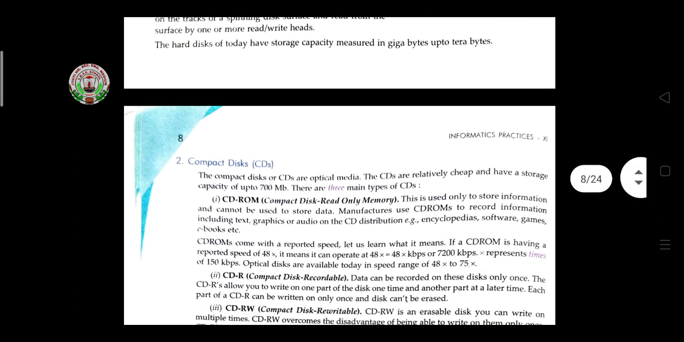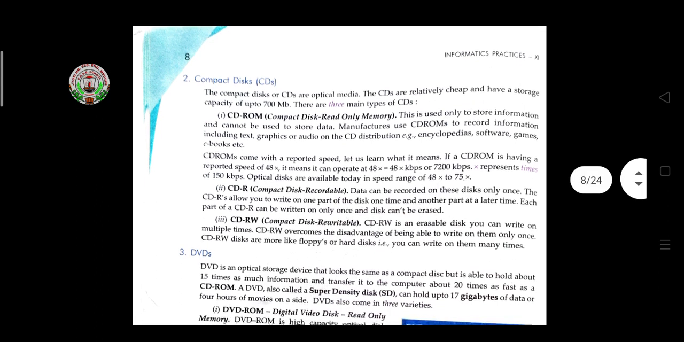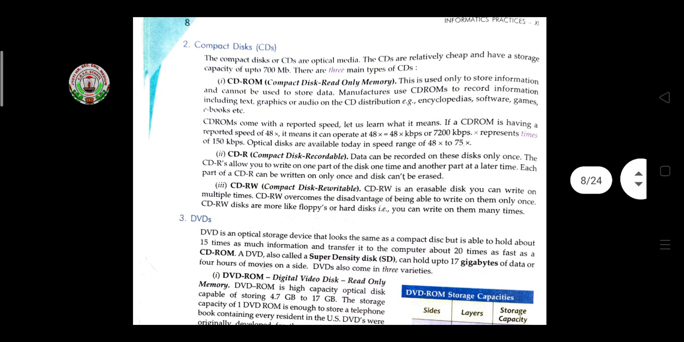The second one is the compact disk, for short we say CD. CDs are relatively cheap and have a storage capacity of up to 700 MB. There are three main types of CDs: CD-ROM, CD-R, recordable, and CD-RW. CD-ROM is used only to read information and cannot be used to store data. Manufacturers use CD-ROMs to record information including text, graphics, or audio for distribution, such as encyclopedias, software, games, ebooks, etc.